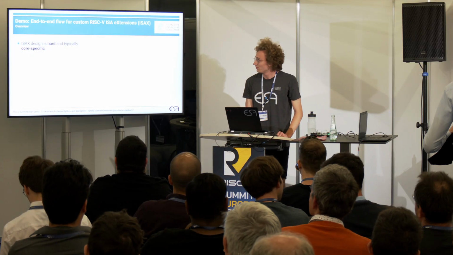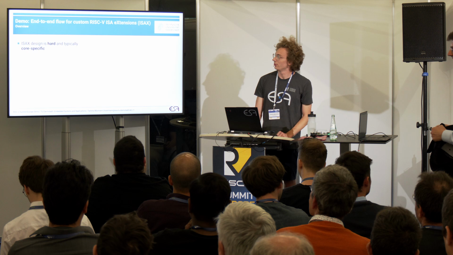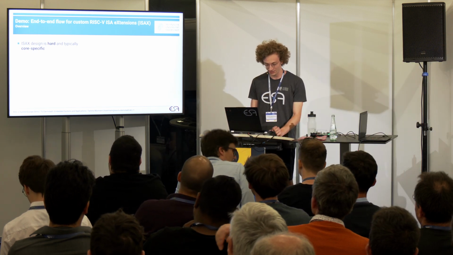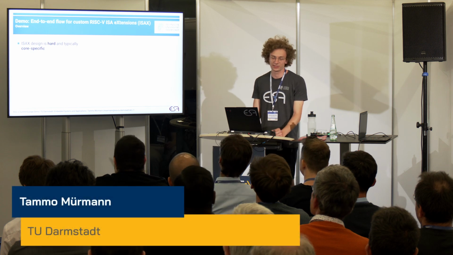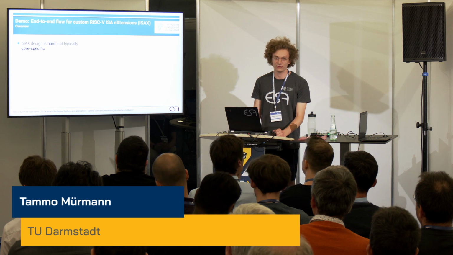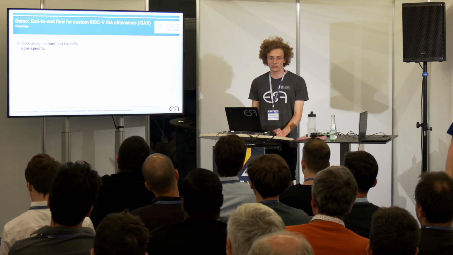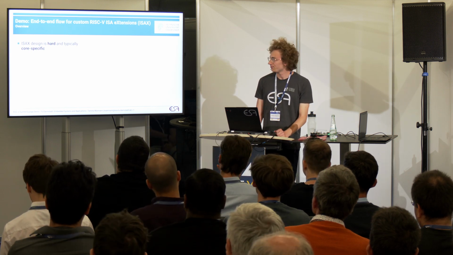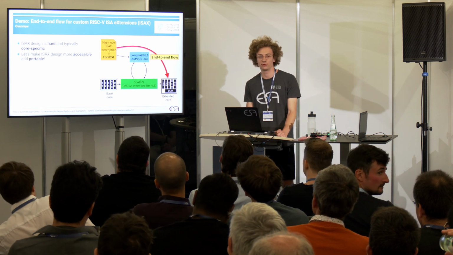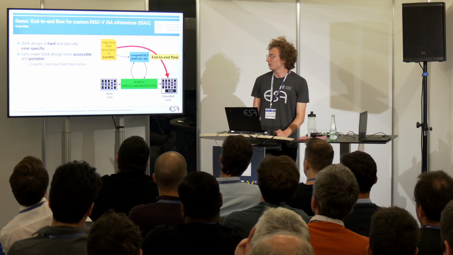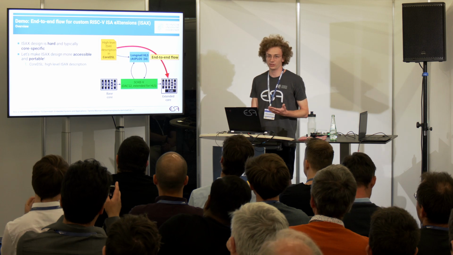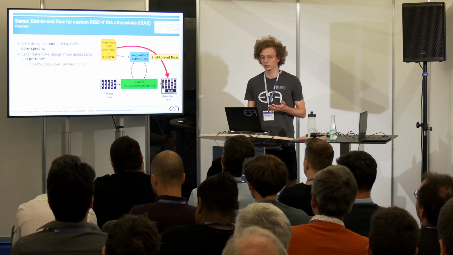Hi everyone. Today I will present our end-to-end flow to integrate and generate custom RISC-V ISA extensions. The problem that we are facing is that the design is really hard and core specific, and especially in the domain of RISC-V we have plenty of open source cores available and might want to try different ones. So we have developed an end-to-end flow with the goal to make it more accessible and portable. For doing so, we start with a CoreDSL description of the extension, which is a high-level description language specifically tailored for this purpose.